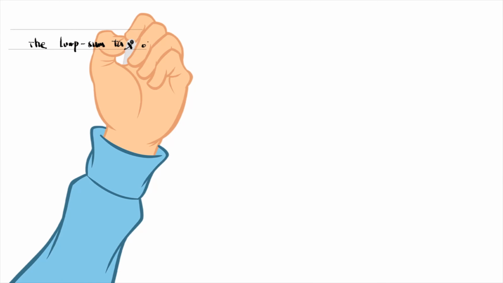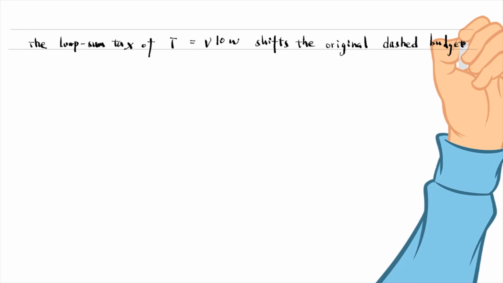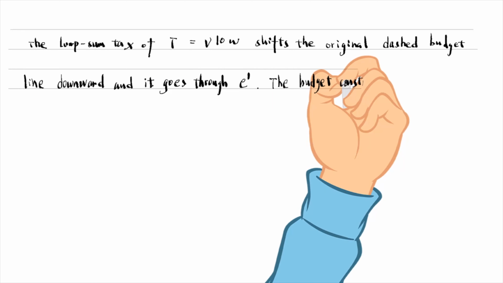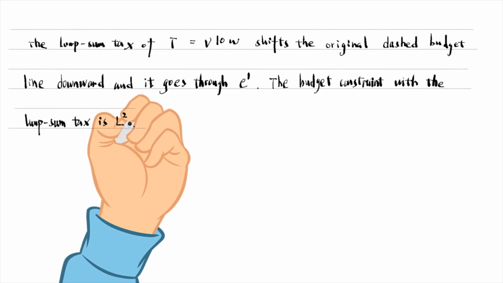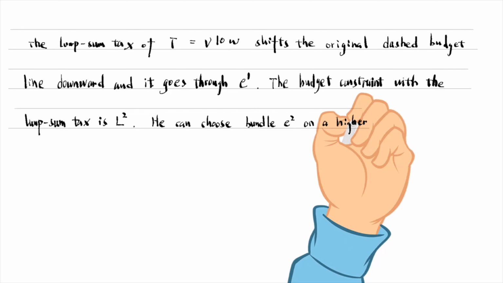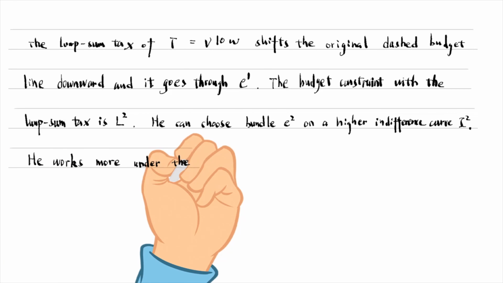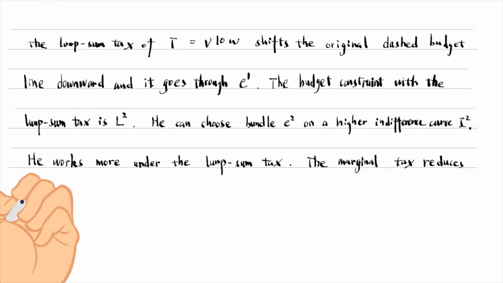The lump sum tax of T shifts the original dashed budget line downward, and it goes through the bundle E1. The budget constraint with the lump sum tax is L2. He can choose bundle E2 on a higher indifference curve I2. Comparing bundles E1 and E2, he works more under the lump sum tax. In other words, the marginal tax reduces his hours of work more.